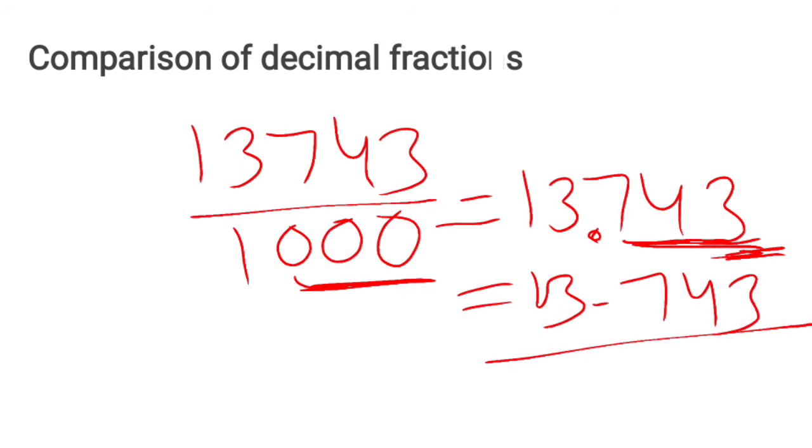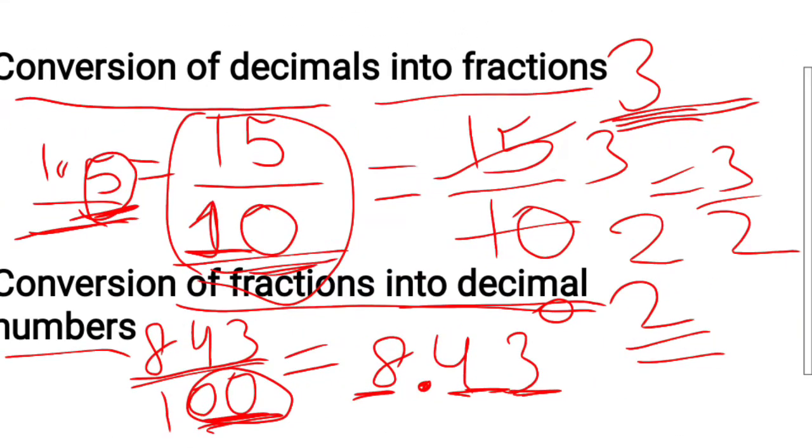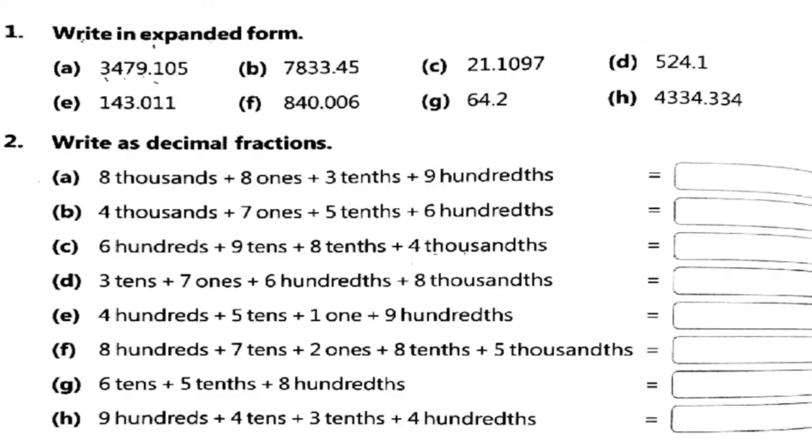So I told you the conversion of a decimal into a fraction and a fraction into a decimal. Now let us solve the exercise related to these questions. The first question is given: write in expanded form 3479 decimal 105. How can you write it in expanded form? I am writing it here. The number is 3479, then decimal, then 105.